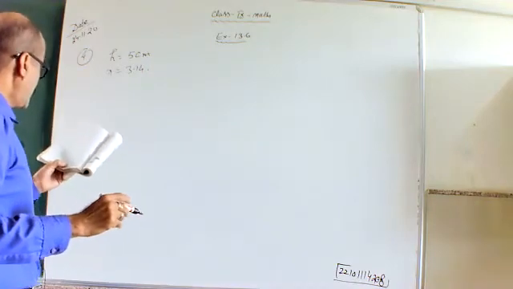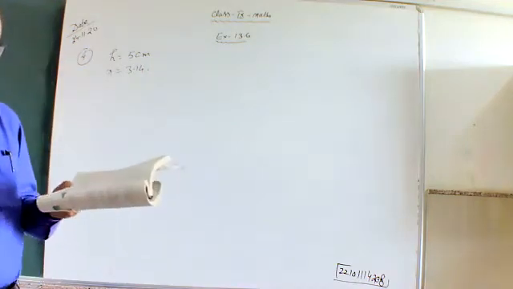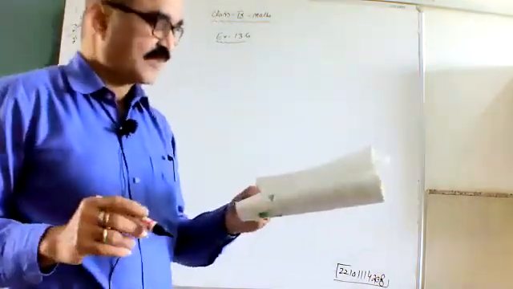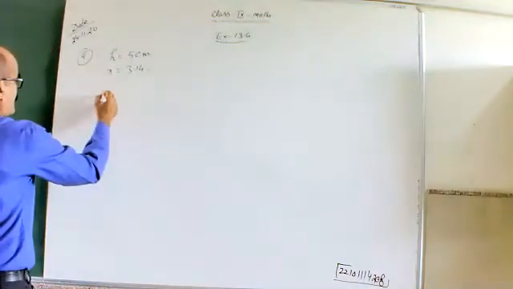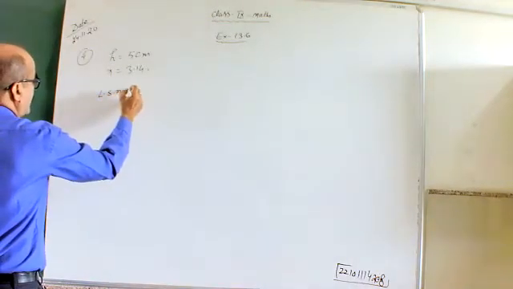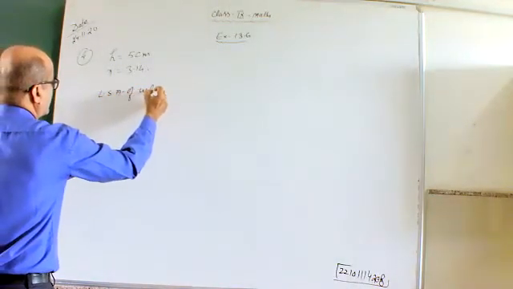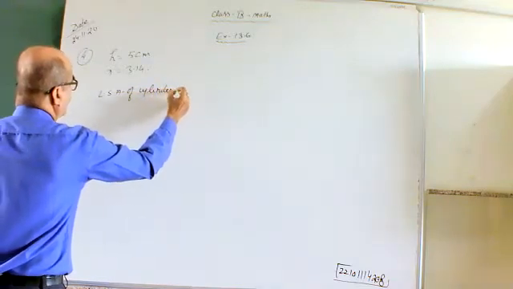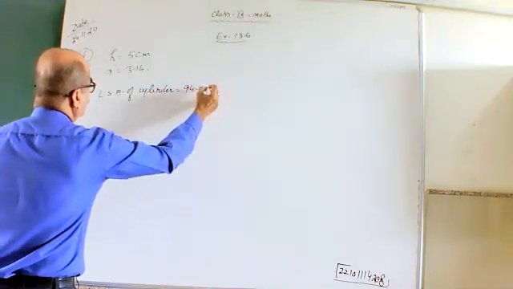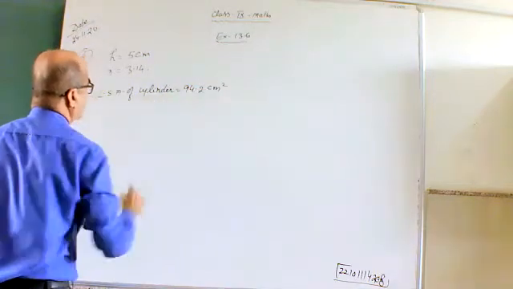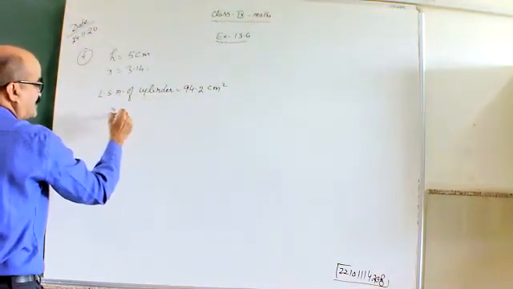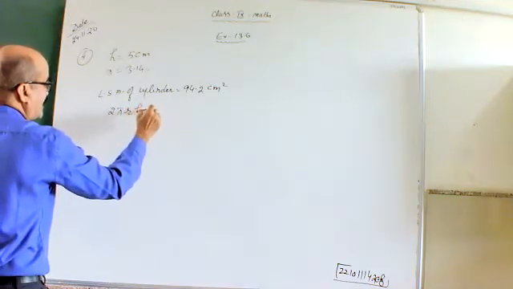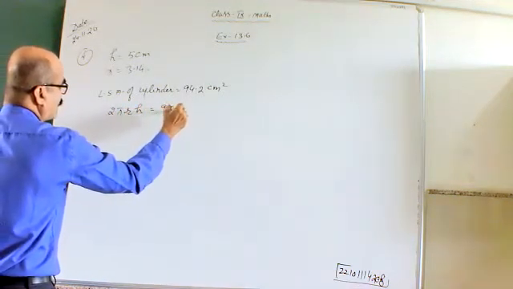And you need to find the radius of the base and its volume. The lateral surface area of the cylinder is given. As you know, the lateral surface area of the cylinder is given as 94.2 centimeter square. So the lateral surface area of a cylinder is 2 pi rh, and 2 pi rh is equal to 94.2.